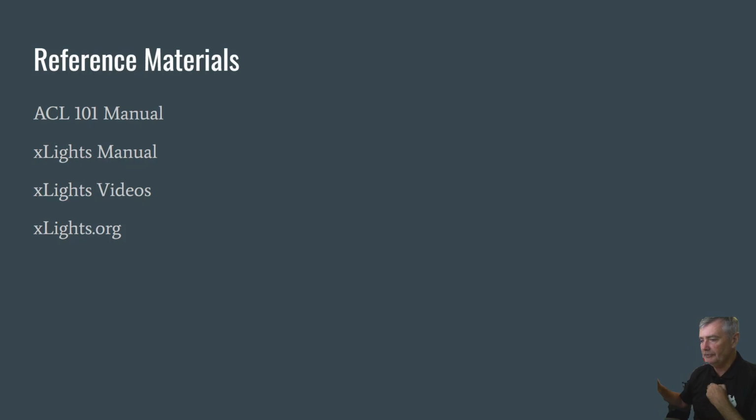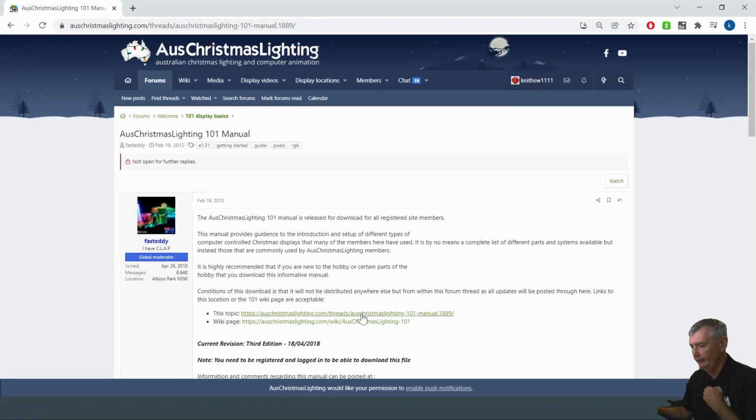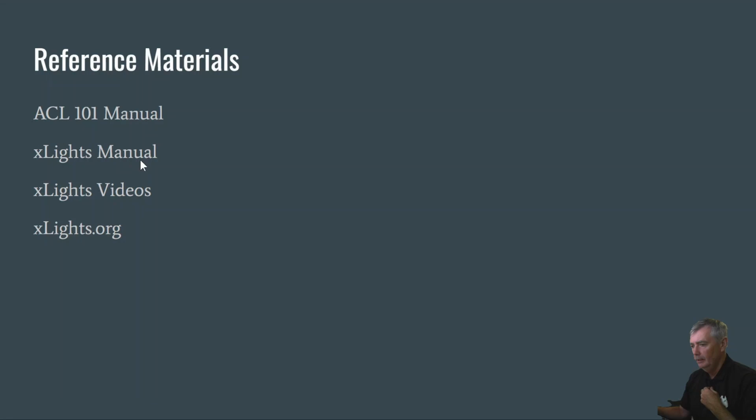Reference materials: I talked about the ACL 101 manual. If you jump onto the ACL group, you can download the manual here and take a read of it. Definitely suggest that is worthwhile. xLights has a manual. If you go to xlights.org, you can download the manual. It's not 100% up to date, but there's a huge amount of effort that Scott and a number of others have put into that manual to try and provide a written set of reference for people that really need it.